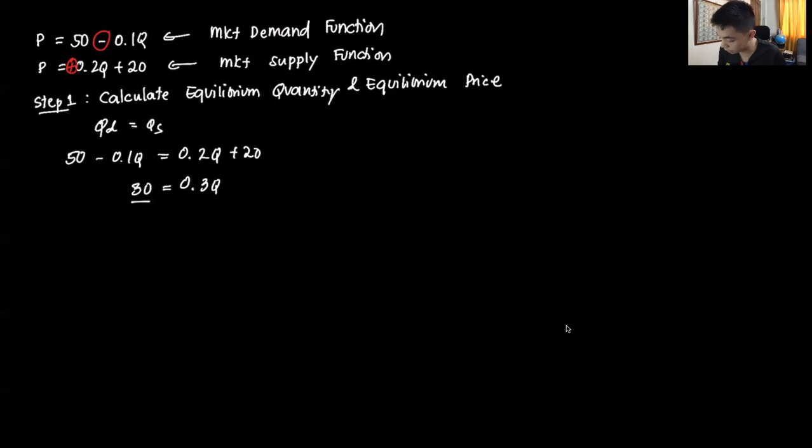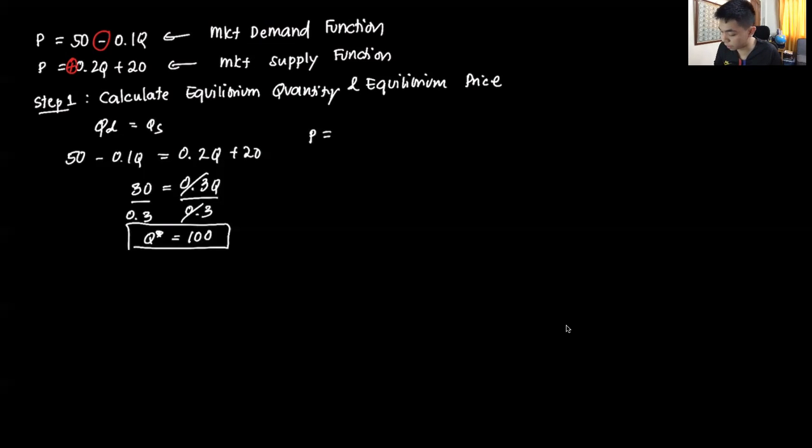If I divide both sides by 0.3, I get Q star equal to 100, right? That's my Q star, and that's the equilibrium quantity in the market. So sellers and buyers agree if there is a quantity of 100. Now, we can calculate the equilibrium price by plugging in the 100 into either the market demand or the market supply equation.